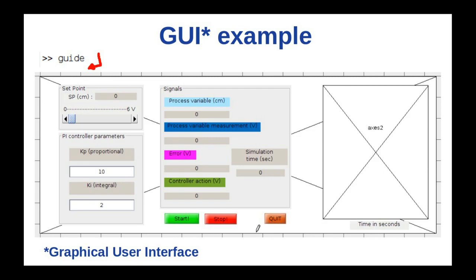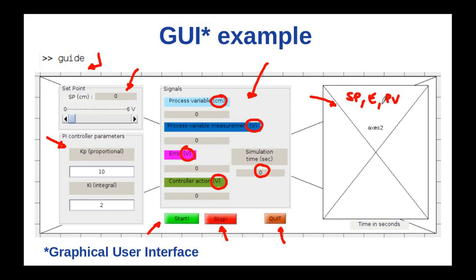As you can see here, my graphical user interface can set a set point for the feedback control loop, can change the PI controller parameters, and then can monitor the signals, the process variable in centimeters, in volts, the control error, the controller action, and the simulation time in seconds in here. The graphical user interface can also start the model, stop the model, and quit the application, while here the variables set point, error, and process variable will be plotted.